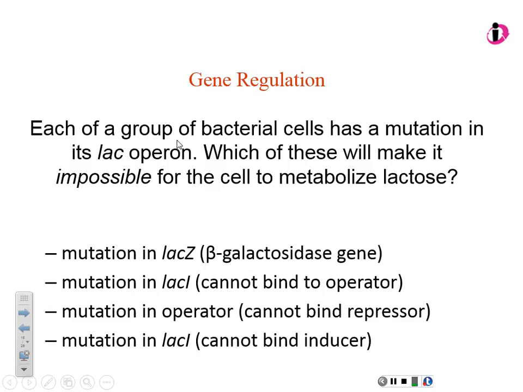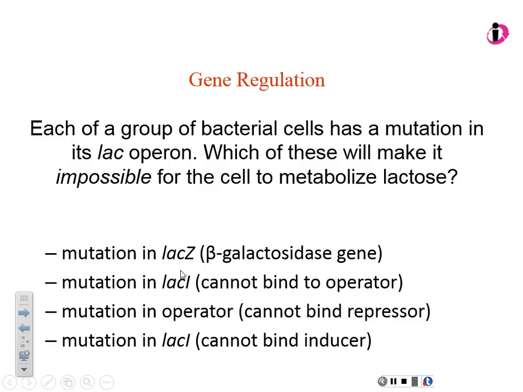So I've got cells here, 4 different kinds of cells that have different mutations. So I've messed something up. Which of these mutations is going to make it impossible for the cell to metabolize lactose? A mutation in the LAC-Z gene, right? Coding for PLAC-Z or beta-galactosidase.